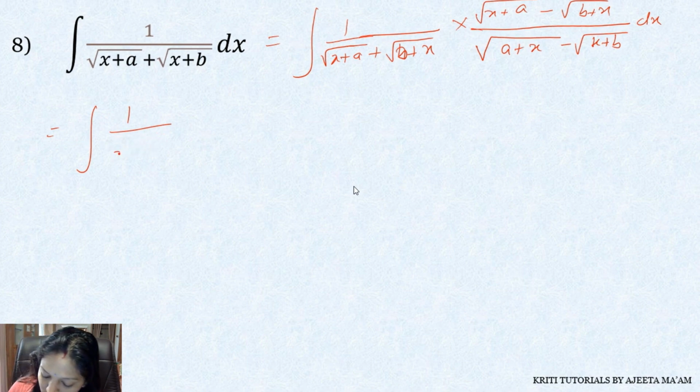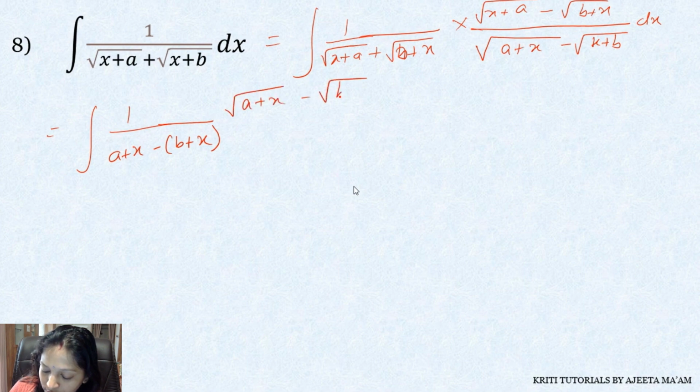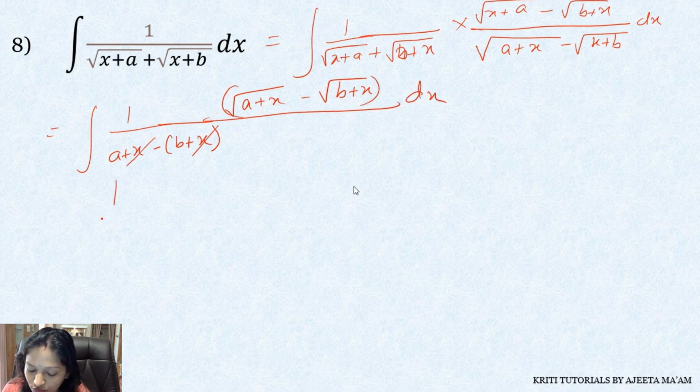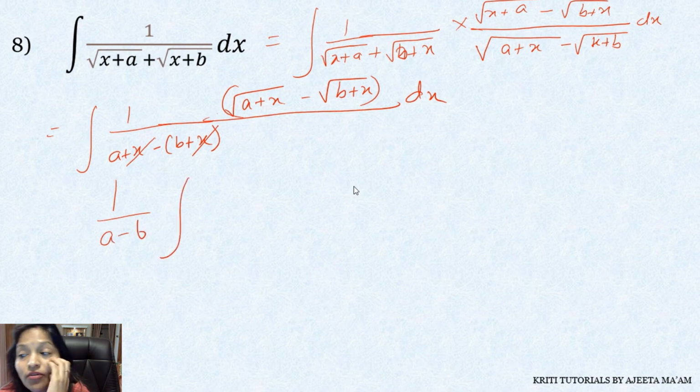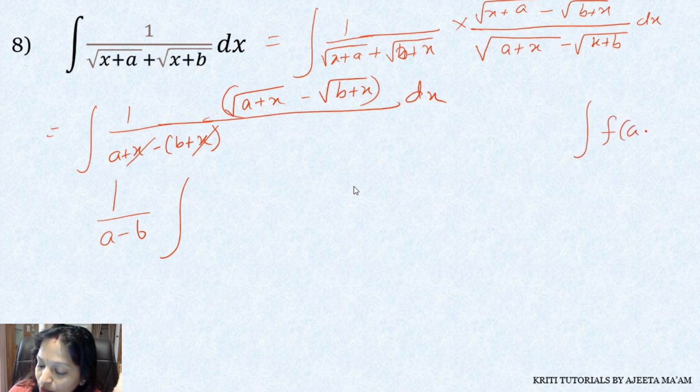So what will you get? A plus x minus b plus x. And in the numerator you have root a plus x minus root b plus x as it is. So very simple, x cut out. So 1 upon a minus b is a constant. So just keep it outside. Now what will be the integral of root of a plus x? Now check, what is a? That is the coefficient of x. What is the coefficient of x? That is 1. Clear? So you have to use this property.